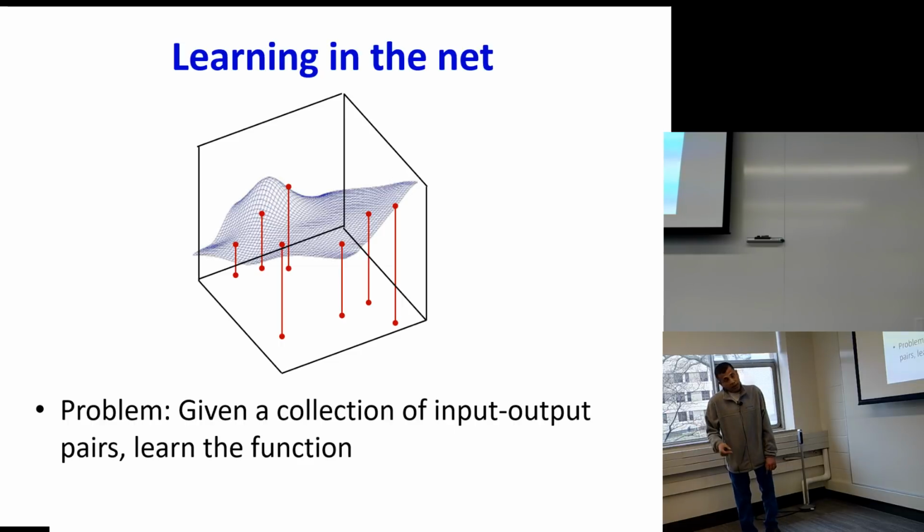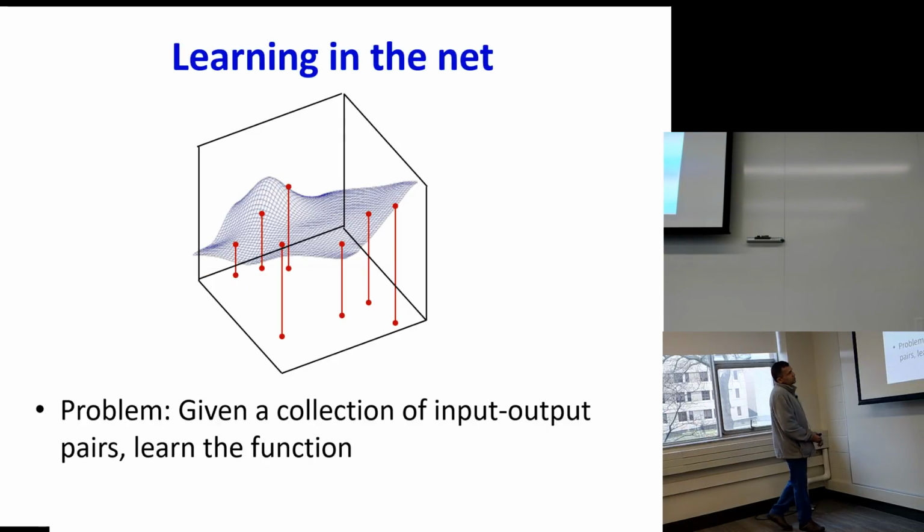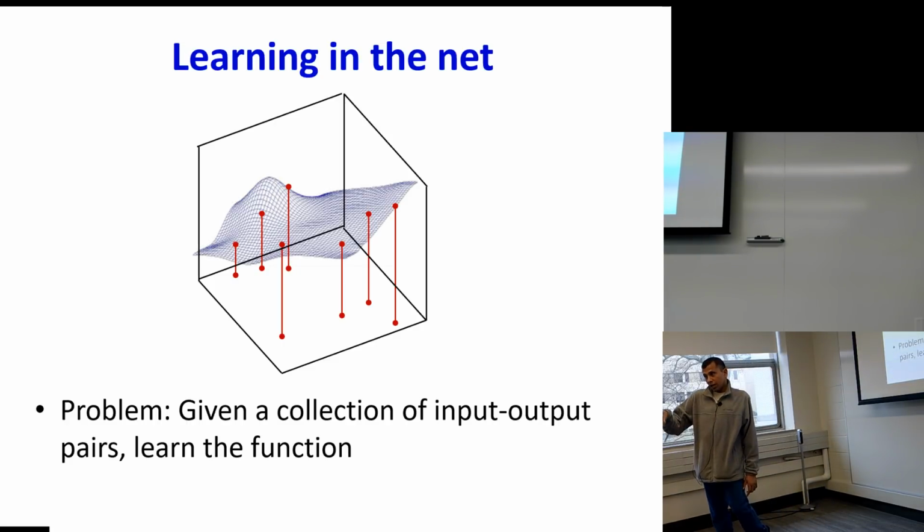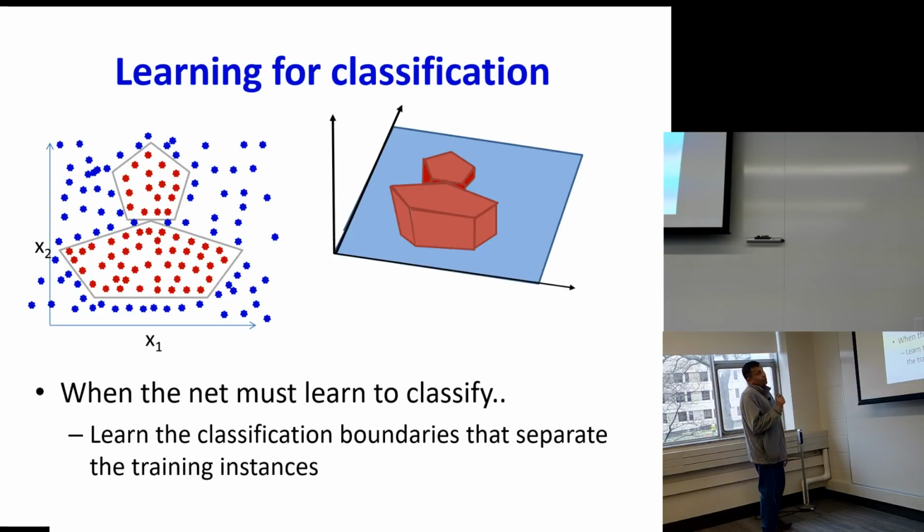When we were learning a network, the problem was this: you're given a collection of input-output pairs, and the purpose is to try to learn the function that relates the input to the output. We've already seen this. And when we are learning for classification, the function specifically has a discrete output, where the network tries to learn the classification boundaries that separate the training instances. As we know from our homeworks, we don't actually have a discrete output. We get something softer. We'll see why.